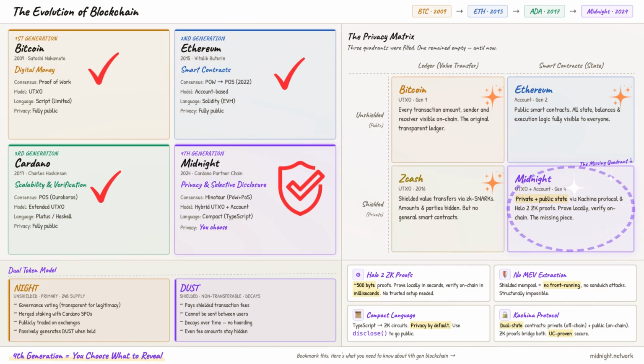For 15 years, blockchain had a fundamental contradiction. It promised freedom from centralized control, but it put all our data in a public glass box. Midnight is the first system that resolves that contradiction, not by making everything private, but by giving you the control to choose what to reveal. And honestly, that might be the most important sentence in all of blockchain.